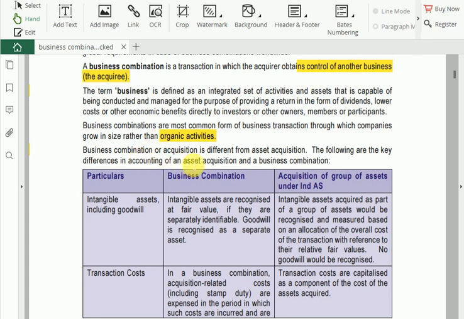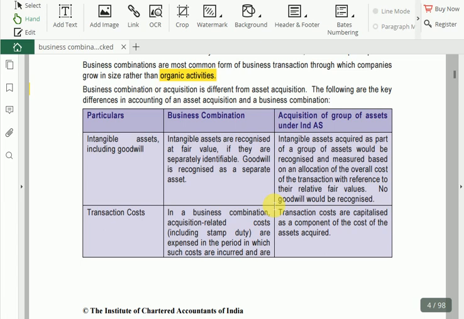Business combination or acquisition is different from asset acquisition. The following are the key differences in accounting of an asset acquisition and business combination. If you are acquiring some or all the assets, or one asset, then it is asset acquisition, and if you are acquiring the whole business, then it is a business combination. We will see the difference.